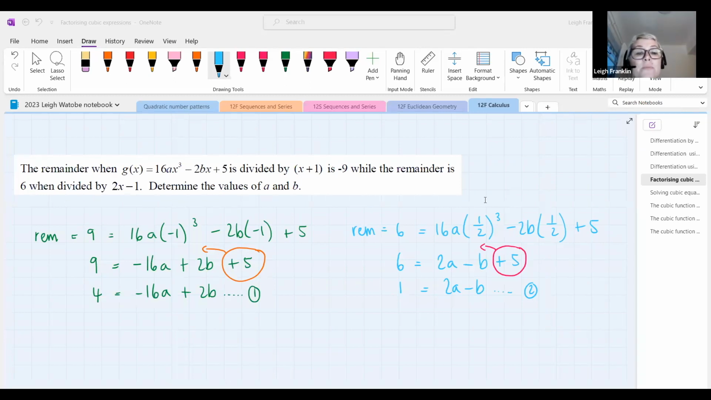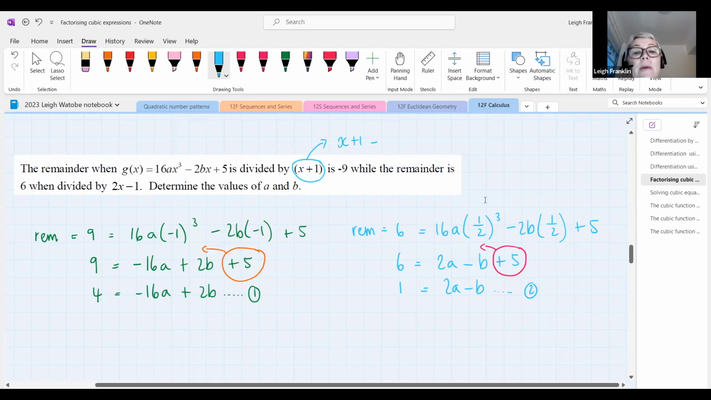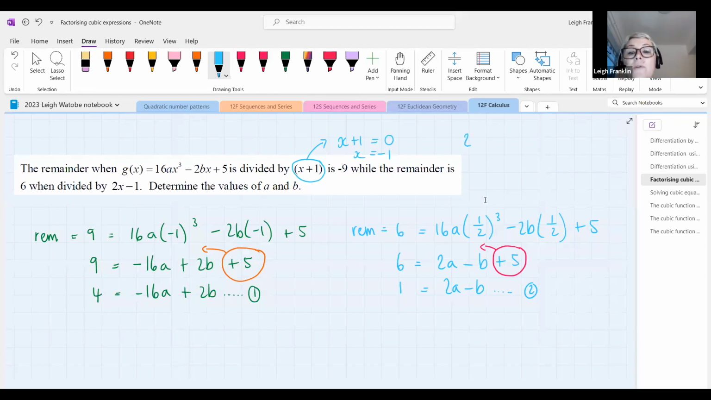Okay, so it's this bracket over here. When you want to work out what you're going to sub in, you take that and make it equal to 0. So you're going to sub in -1. It's the same thing with the other one. If you've got 2x minus 1, then x would be equal to 1/2. That's why I've subbed that in here. Okay, thank you, ma'am.